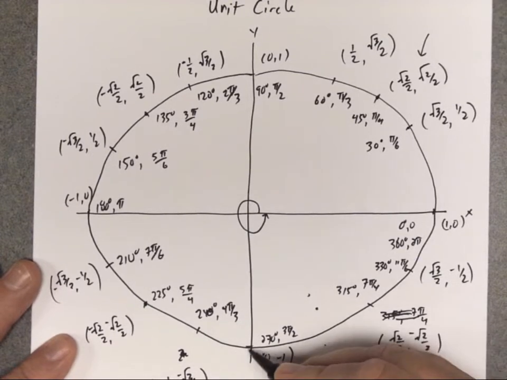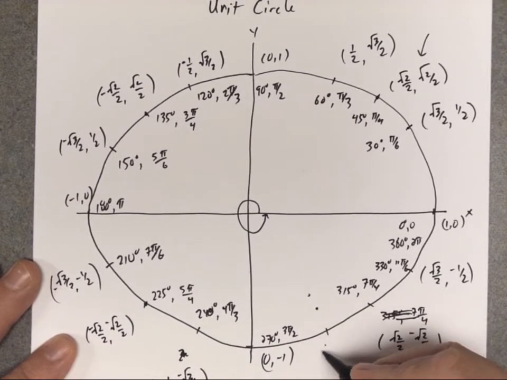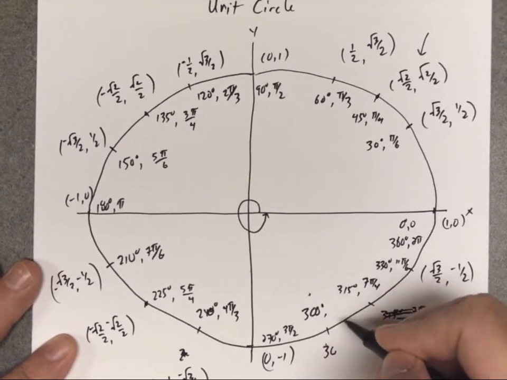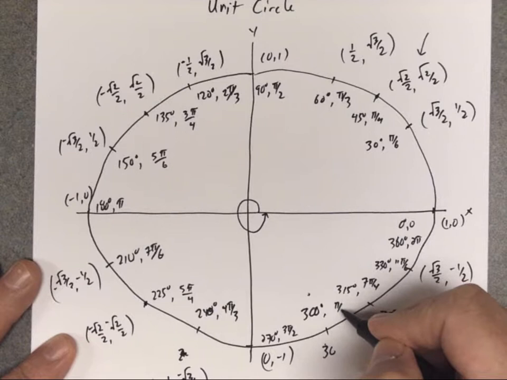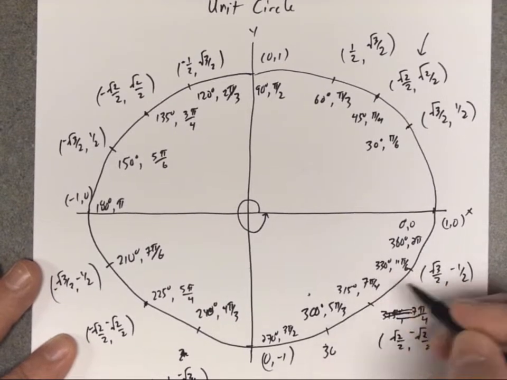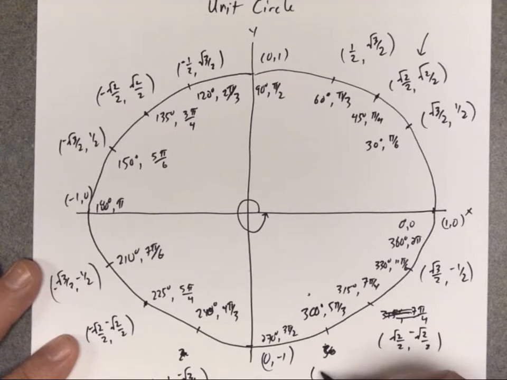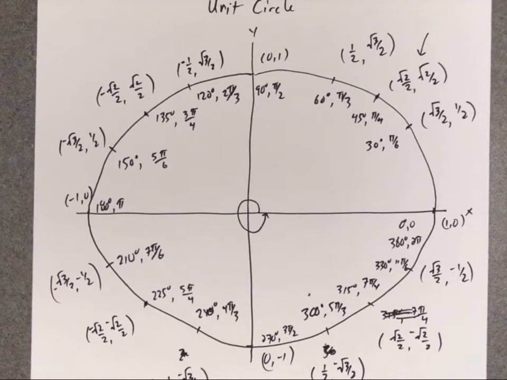And the last one, I move 30 degrees over here. Whoops. So that's a 300 degree angle. Once again, pi over 3. 5 pi over 3. Once again, 1/2 square root of 3 over 2. In that case, the y is negative.